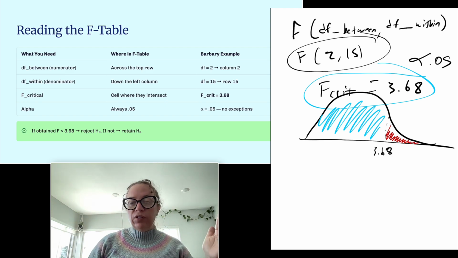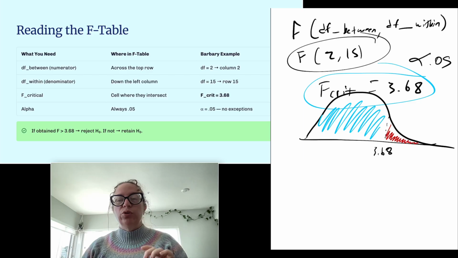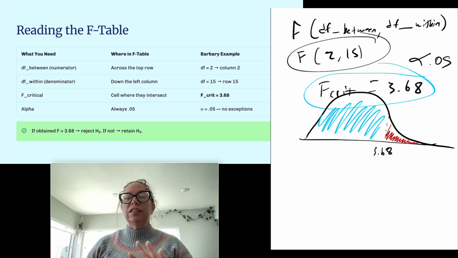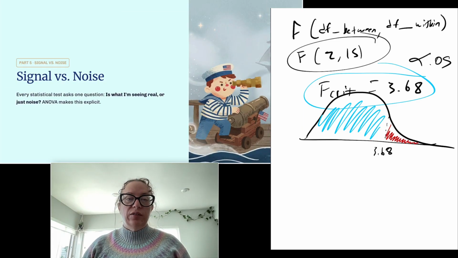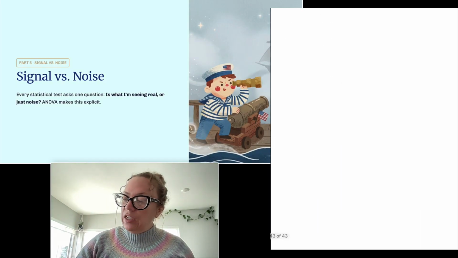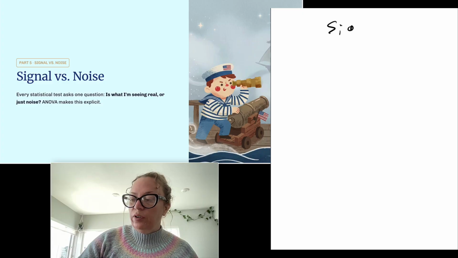Everything to the left of that is the retention region where we'd conclude we don't have evidence of a difference. So your obtained F is going to land somewhere on that curve, and then you'll make your decision based on where it lands.